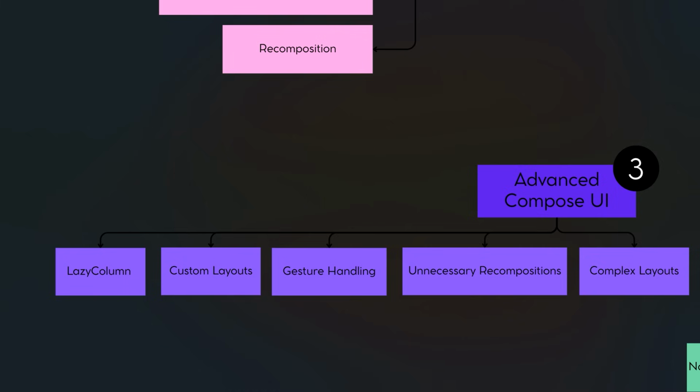So in this level, Jetpack Compose is powerful, but you can also make it slow if you use it wrong. So in this level, we're going to make Jetpack Compose more and more powerful and make it smooth and fast.